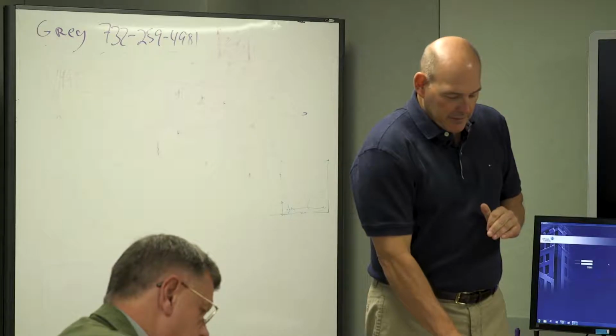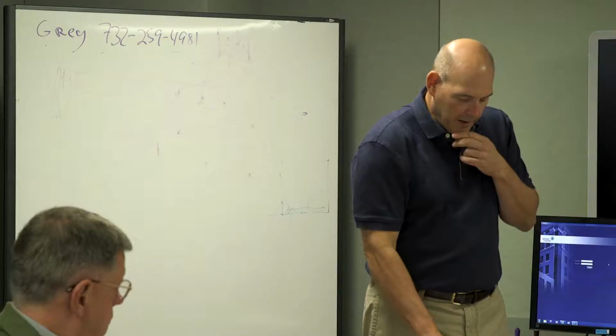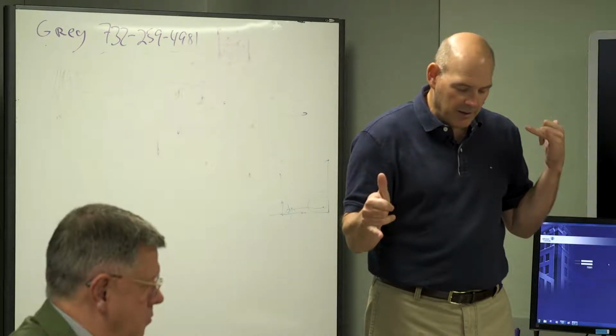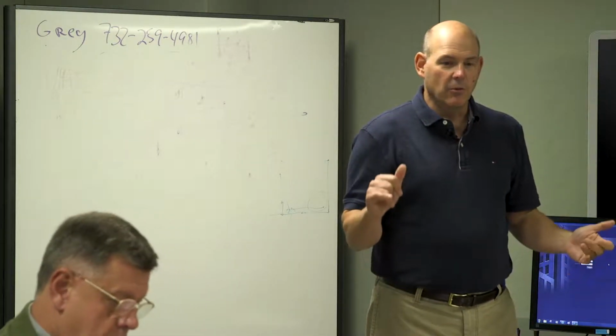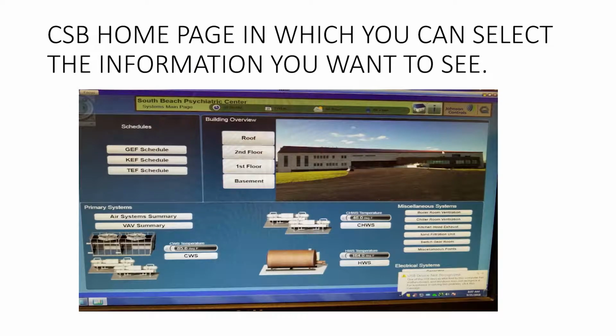So what's going to happen is, if you look at this, you're going to click on login, and this should be your home page, which is a picture of the NRB and the CSB. Once you do that, you'll be able to pick the building you want and click on it. In this case, we said the CSB. The next graphic is this old CSB homepage with all the links on it. Then if you wanted to see the chiller plant, the next graphic will show you the chiller plant.